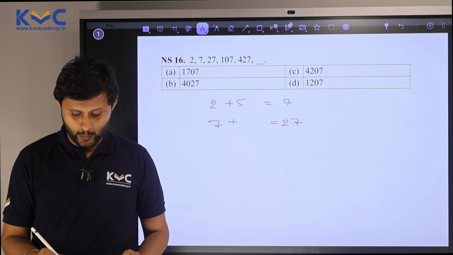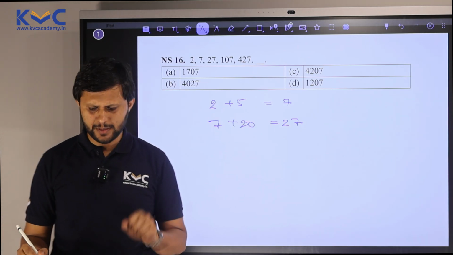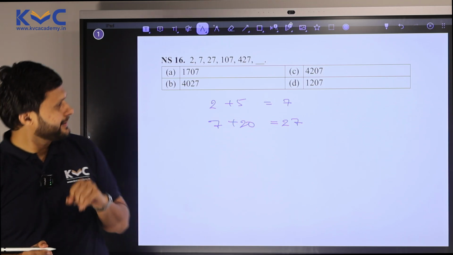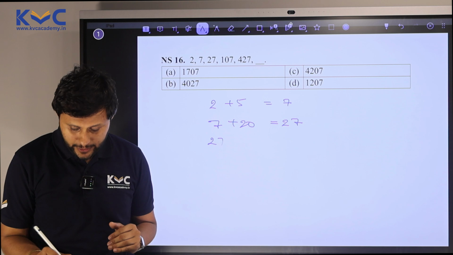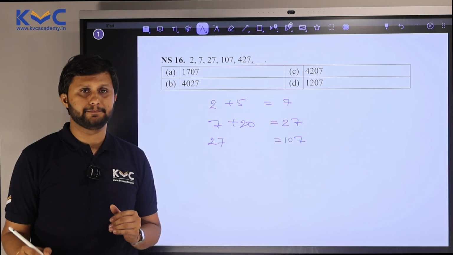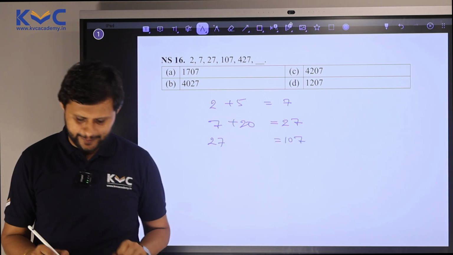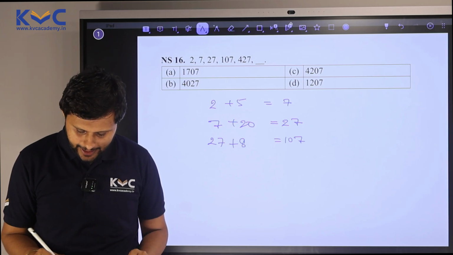Difference is 20. First time difference was 5. Second time difference is 20. Next, after that what happens? 27, we have to reach 107. What is the difference? Difference is 80.